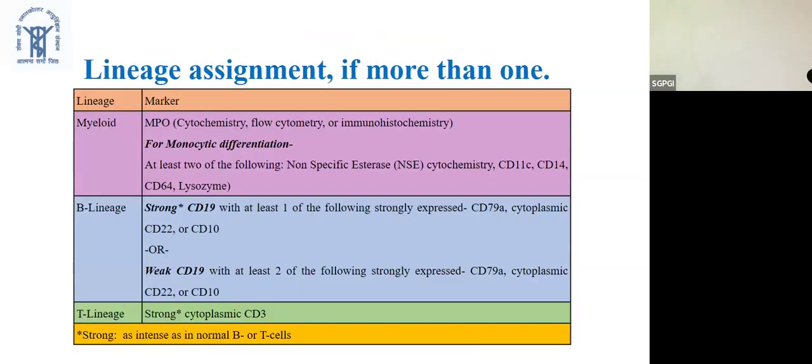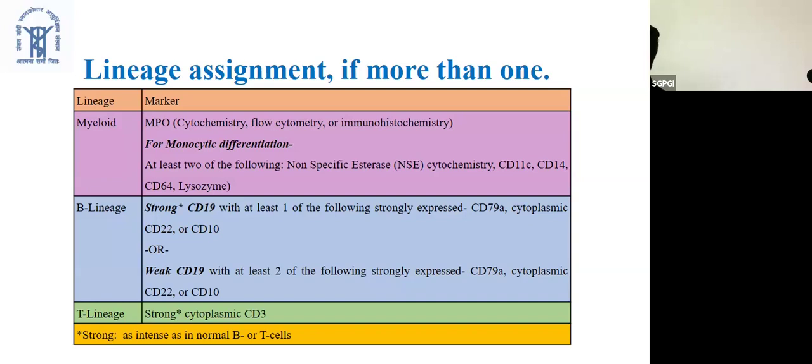Now the next question: if lineage-associated markers are seen and those are from two different lineages, few myeloid, few T, or few myeloid, few B, or few B and few T, then how will you define that this tumor is either mixed phenotype acute leukemia or a leukemia with aberrancies of B leukemia? So this is the classification.